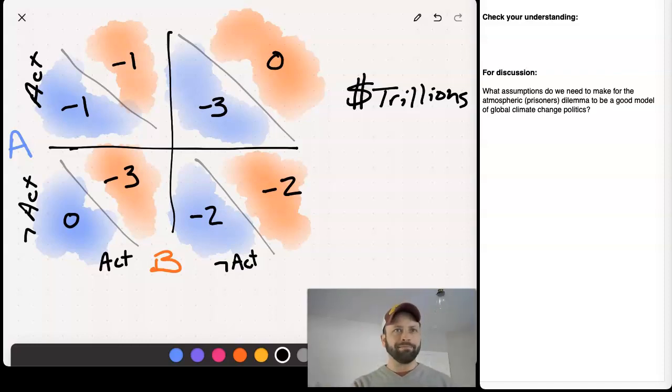What's the likely set of actions that are going to be taken? What is the equilibrium that will emerge from this setup?